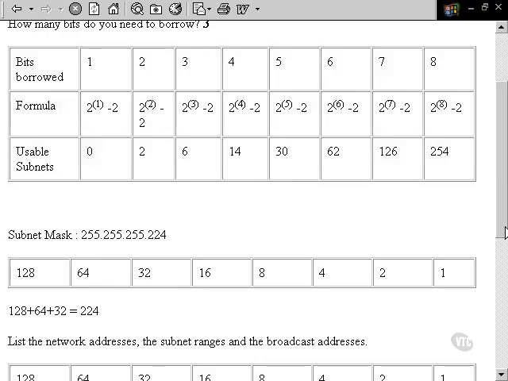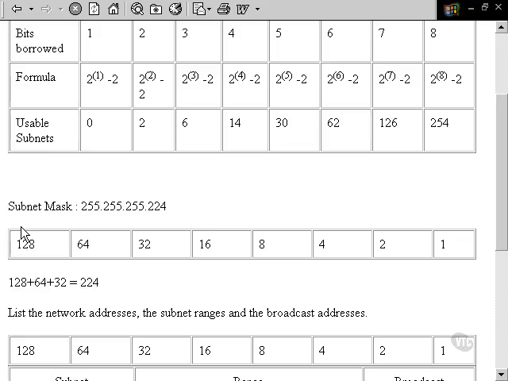Once we know we need to borrow 3 bits, we need to determine what our subnet mask will be. In order to do so, realize that this first bit, this second bit, and this third bit will all be used for our subnetting addresses. This will be part of the subnet mask. We would have a 1 here, a 1 here, and a 1 here. So therefore we have 1, which is 128, 1, which is 64, and another 1, which is 32. This adds up to 224.